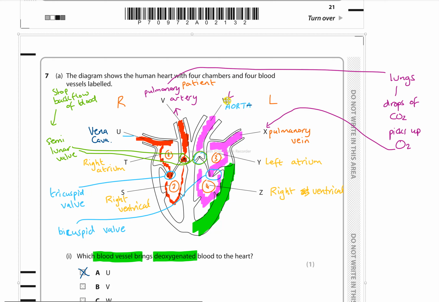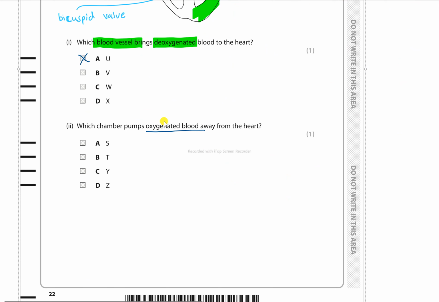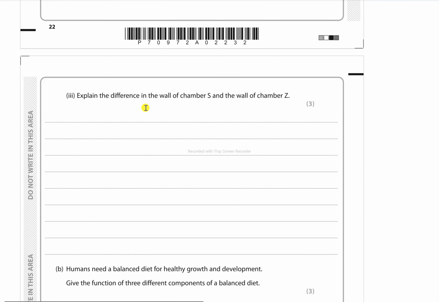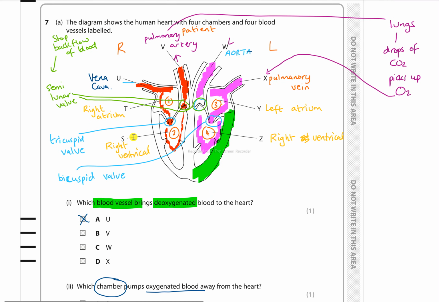Right. So it goes out of that blood vessel, but which is the chamber? Z. Okay, Z. That's weird, isn't it? I missed that word and had to think about that. It's the chamber that they're after, not the blood vessel. Okay, explain the difference between chamber S and Z.